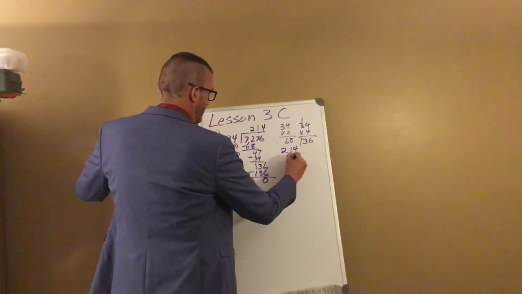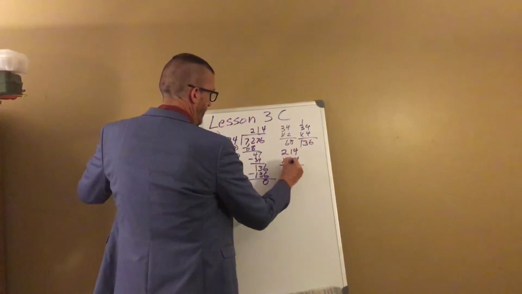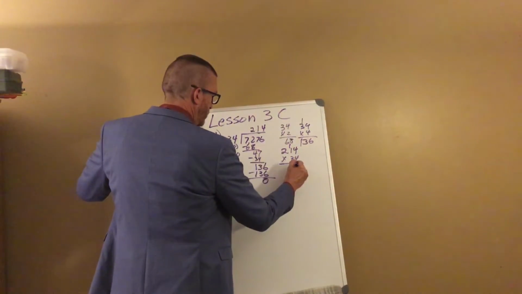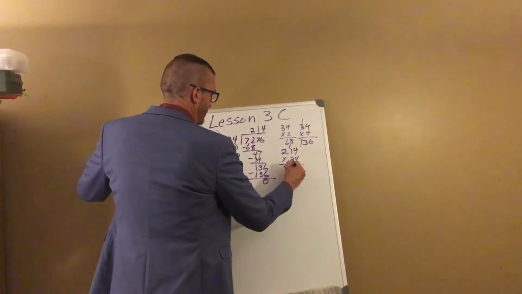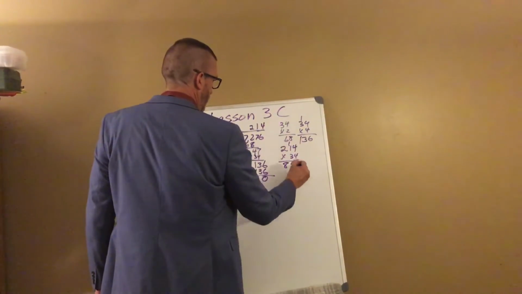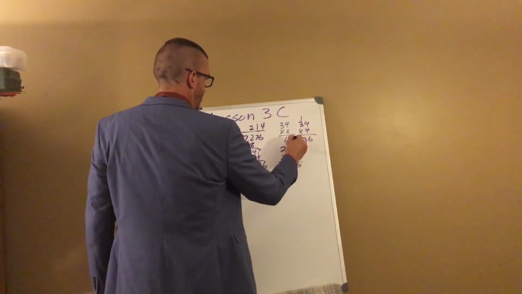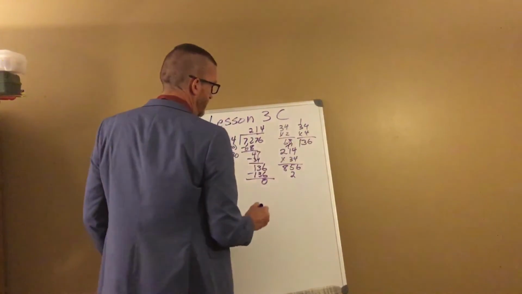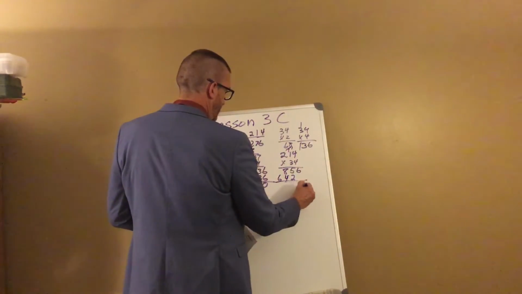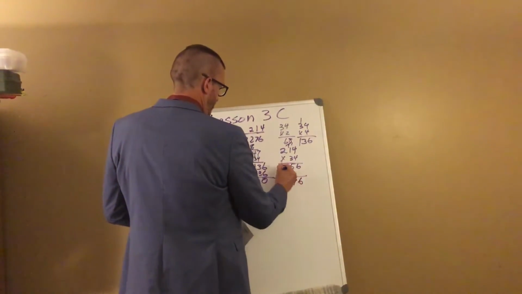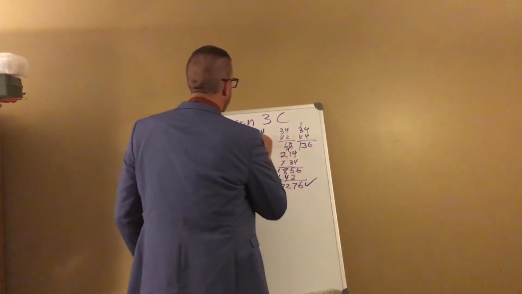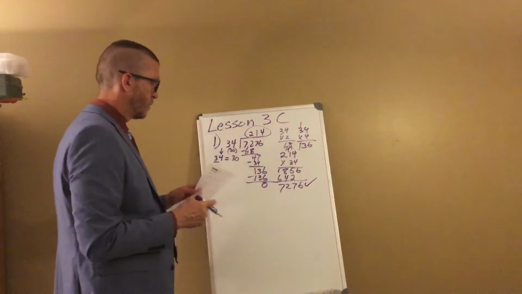Ooh, a 3-digit times a 2-digit. Multiply the bottom number times the top. 4 times 4 is 16. Regroup 1. 4 times 1 plus 1 is 5. 4 times 2 is 8. 3 times 4 is 12. We move over 1 spot because we're now multiplying the tens place. Regroup 1. 3 times 1 is 3 plus 1 is 4. 3 times 2 is 6. Add, and we get 7,276. It works. There's your quotient.